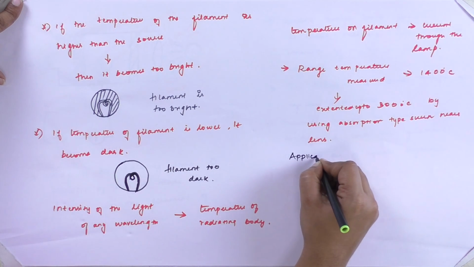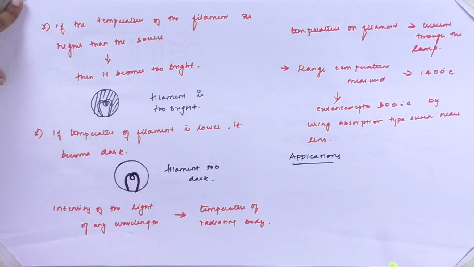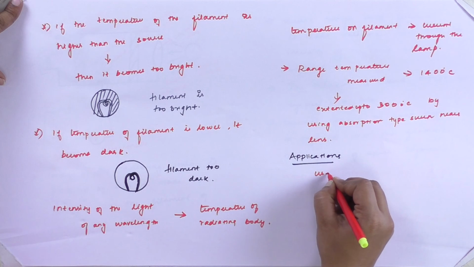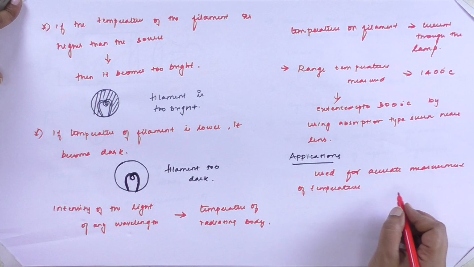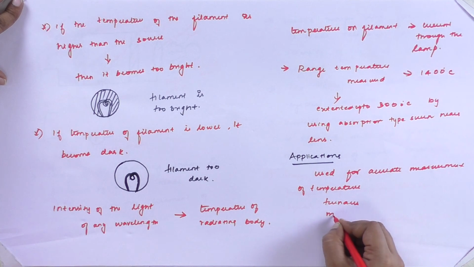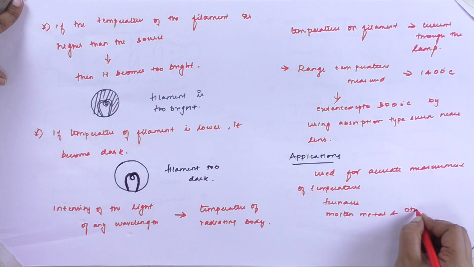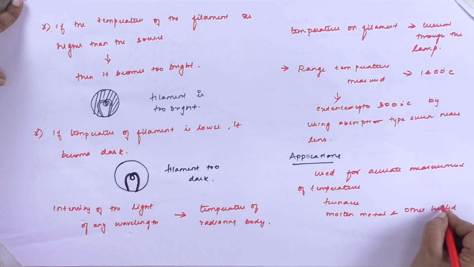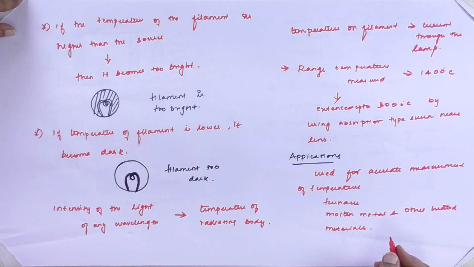And the applications of optical pyrometers. These optical pyrometers can be used for accurate measurement of temperature in furnaces, molten metals and other heated materials. So the temperature can be accurately measured with the help of these optical pyrometers. Thank you.